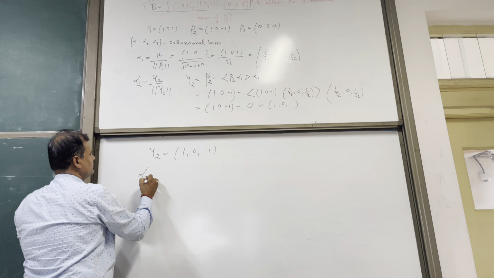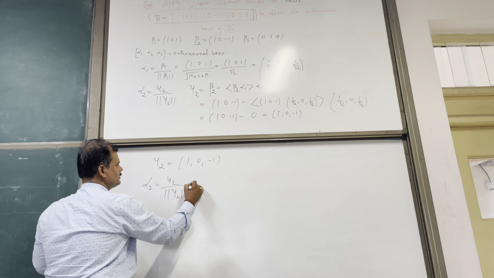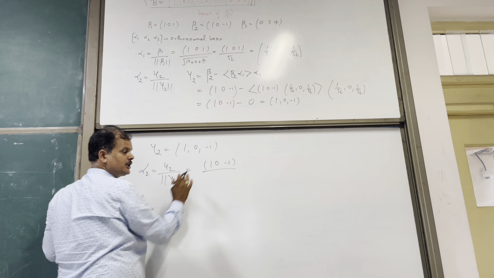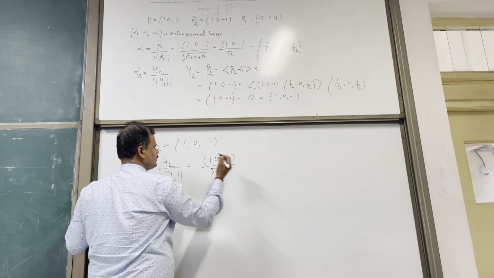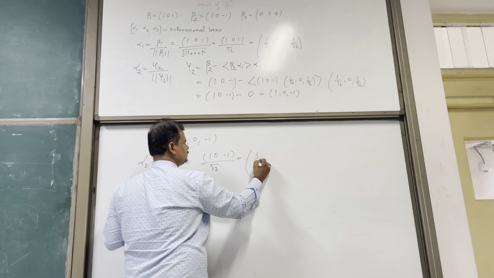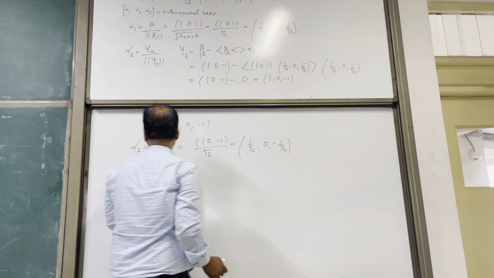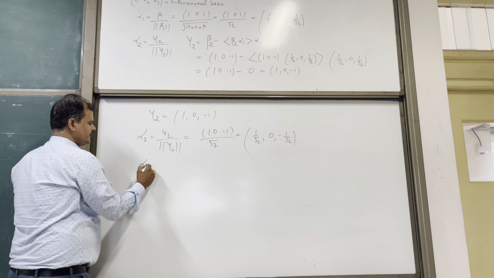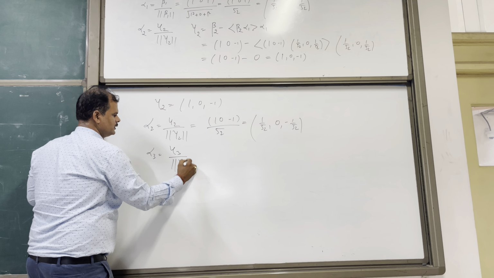So alpha 2 equal to gamma 2 by norm of gamma 2. So this is equal to (1, 0, -1) divided by the square root of 1 square plus 0 square plus 1 square, so root 2. So we get (1 by root 2, 0, -1 by root 2). This is your alpha 2. Now lastly, alpha 3. Alpha 3 equal to gamma 3 by norm of gamma 3.